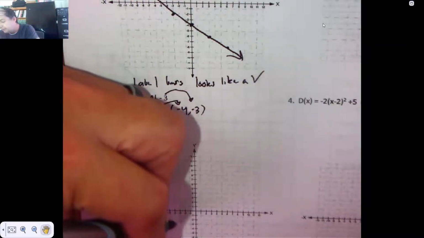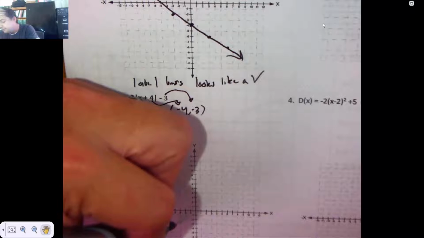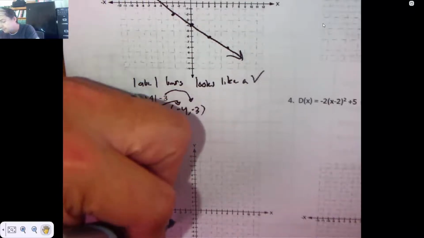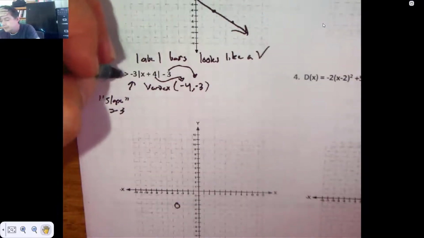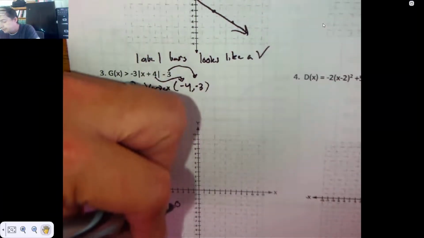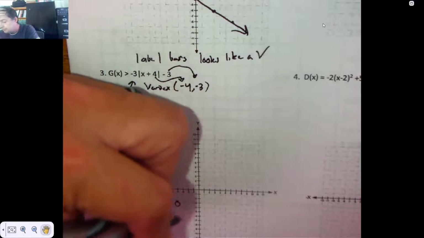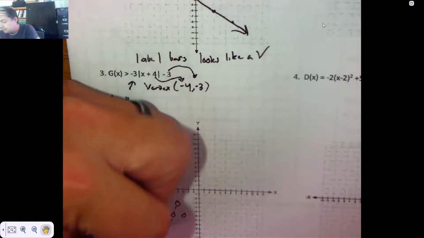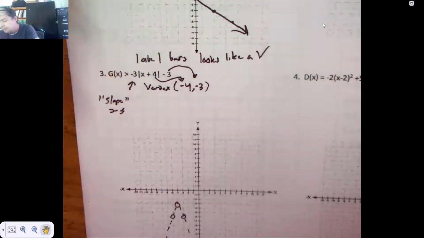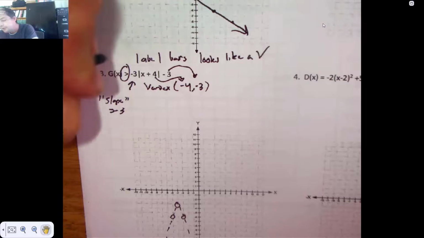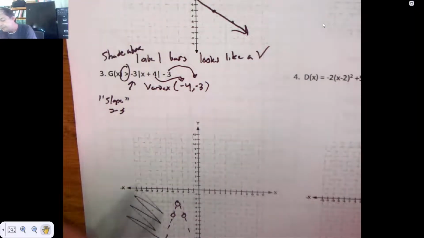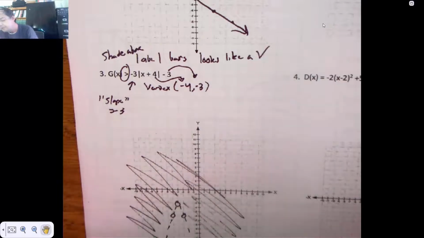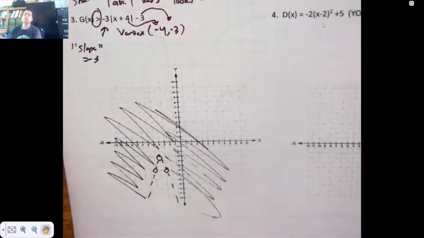Back 4, fall 3. It's open. It's open because of that symbolism right there. And then I fall 3 and run 1. And it's also the greater than symbol, shade above. Or around, whatever you like. This would actually be better said, shade around. There's number 3 in all of its glory.